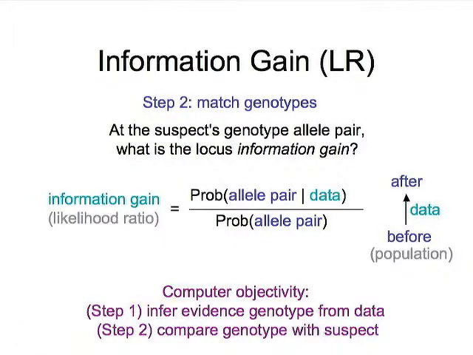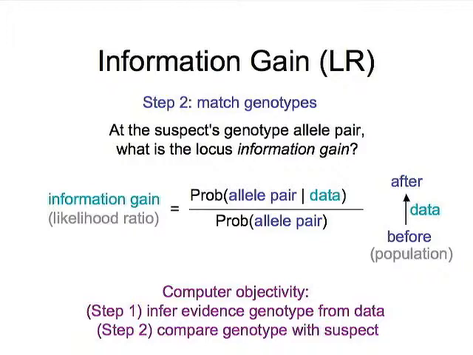Okay, so what's the information gain? Well, we make a comparison with the suspect's genotype. If we're comparing with a hypothesis that it's the suspect who contributed, then we don't care about anybody else's genotype. We only care about the suspect's. That's part of the likelihood ratio concept. And we ask, what was the information gain or the likelihood ratio at that one of the 15 genetic loci? There are many ways to compute a likelihood ratio. One of them is to look at the probability of that genotype value, the allele pair, after you saw the data than before. These things all sort of look the same after a while.